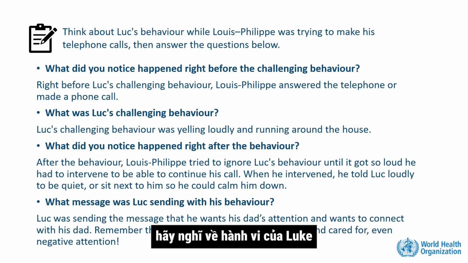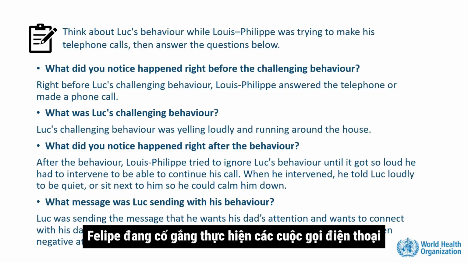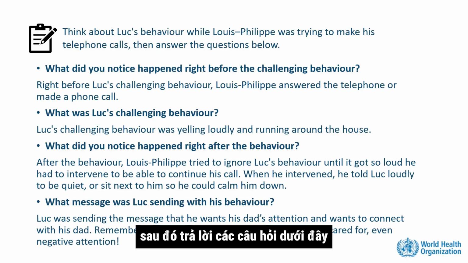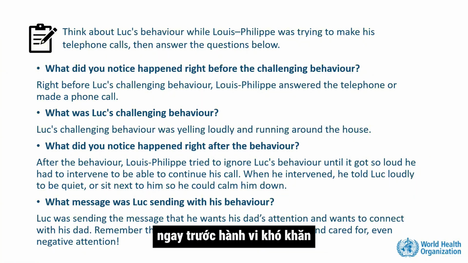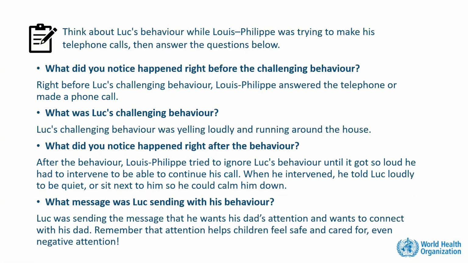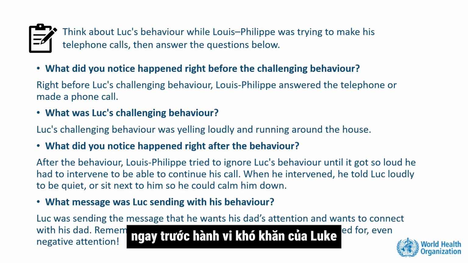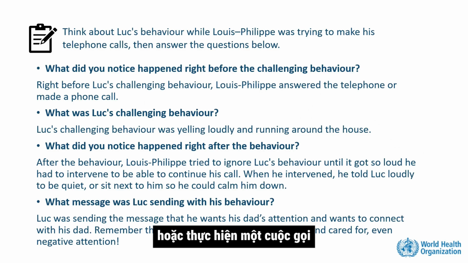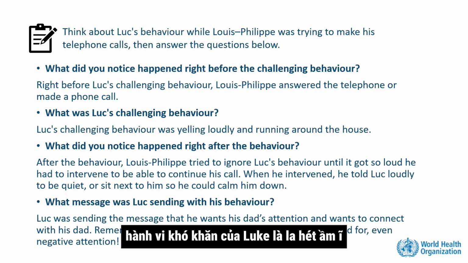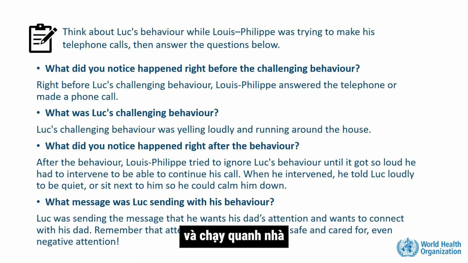Think about Luke's behavior while Louis-Philippe was trying to make his telephone calls. Then, answer the questions below. What did you notice happened right before the challenging behavior? Right before Luke's challenging behavior, Louis-Philippe answered the telephone or made a phone call. What was Luke's challenging behavior? Luke's challenging behavior was yelling loudly and running around the house.